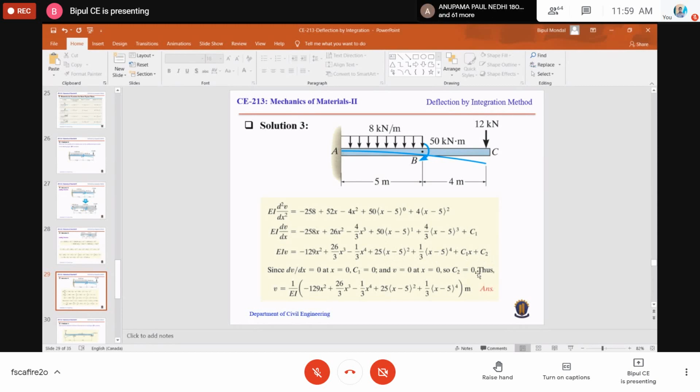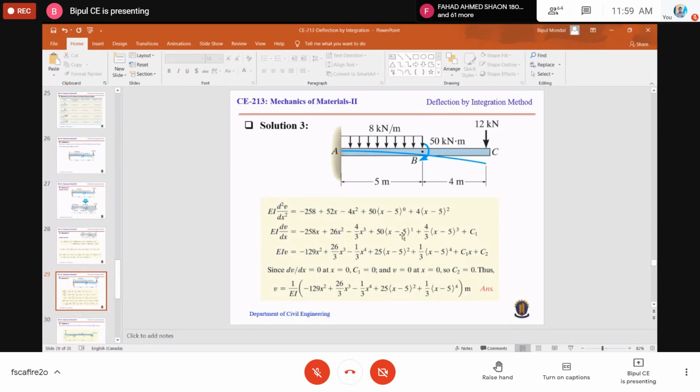So one constant, and again as it is a fixed support, there will be no rotation, or no slope. This equation indicates the rotation or slope or curvature. So as it is a fixed support, at this point this slope will be 0. That means we can say simply when x is 0, then this term is 0. So this term will be 0, this term will be 0, this term will be 0.